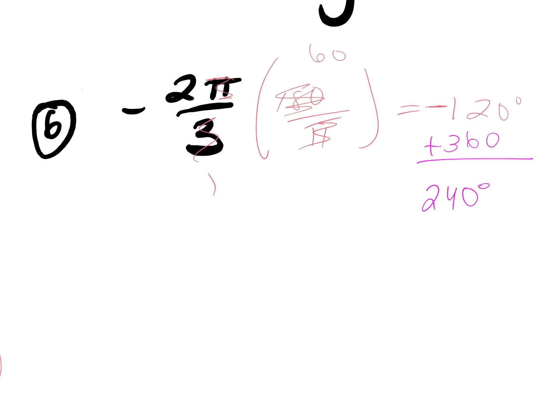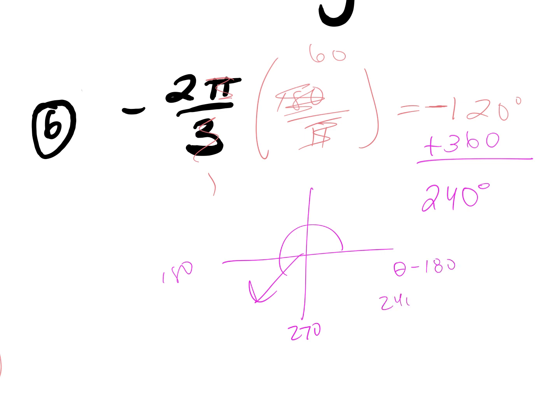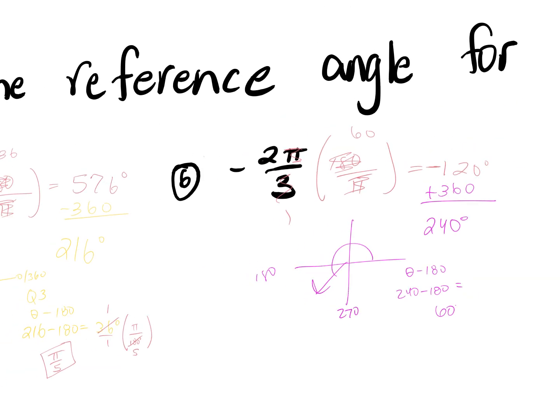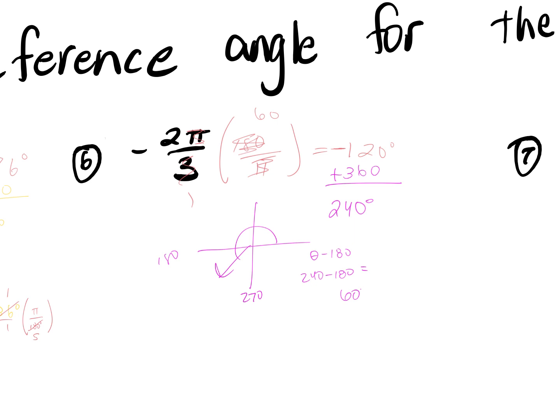So now, okay, this is the angle I'm looking at. Here's 180. Here's 270. Where's 240? It's in quadrant 3 again, right? What was the rule for 3? Angle minus 180. So 240 minus 180 gives me 60. All right? 60 degrees. Is that acute? Is it positive? Okay. Can I leave my answer and go next?